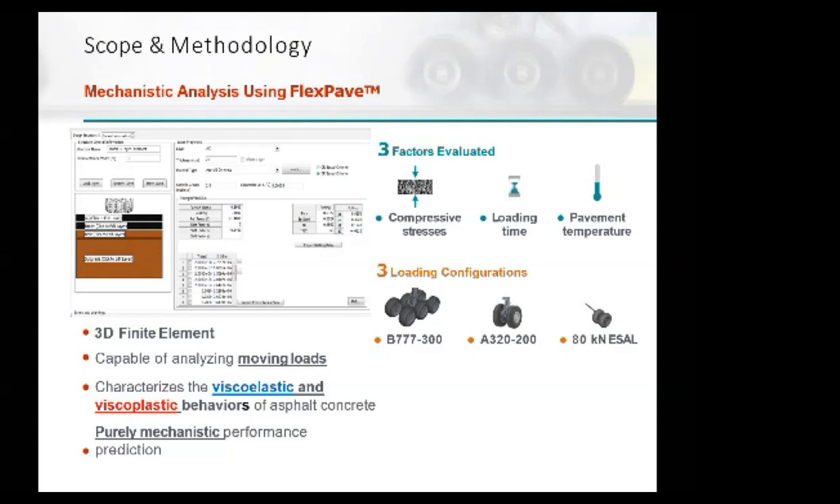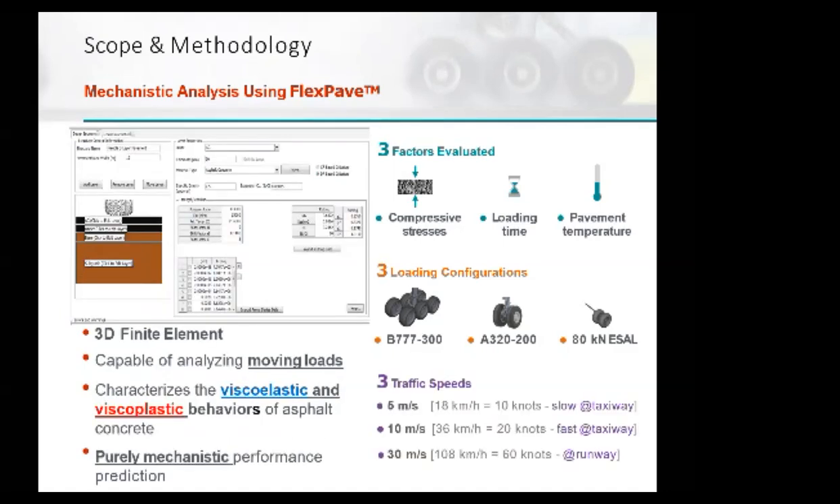So a 777 will have three tridem axles, dual tires. An A320 or Boeing 737, like the majority of airplanes, has a single axle. Again, if you want, you can compare it to an 80 kilonewton ESAL and see how the loading changes. Also, what changes are the speeds. So you could be taxiing slowly on a taxiway at 5 meters per second. You could be taxiing pretty fast along the taxiway, up to 10 meters per second or 20 knots.